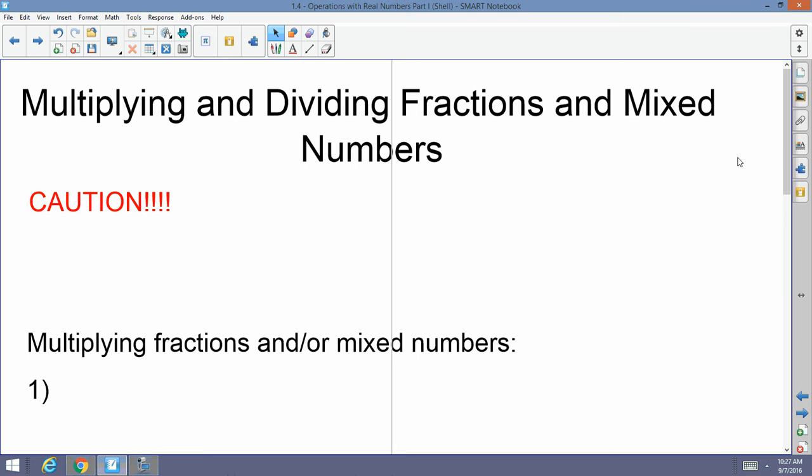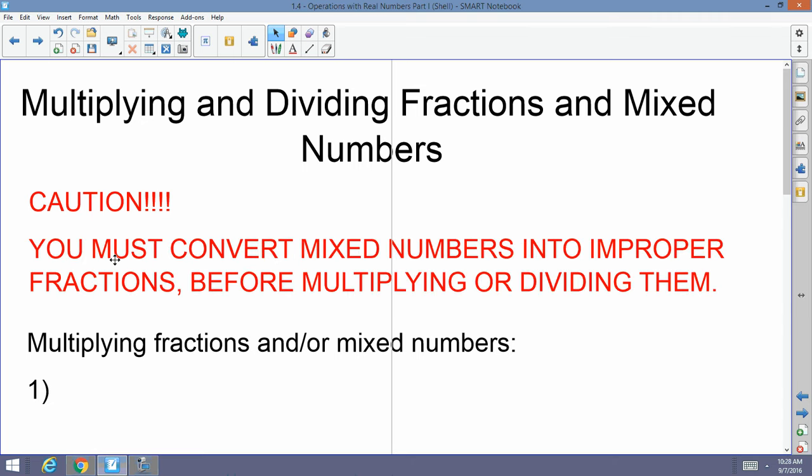Caution! Big red caps with several exclamation points. So do you think this would be important? Yes, sir. Thank you. Caution. You must convert mixed numbers into improper fractions before multiplying and or dividing. It's just that simple, gentlemen. Okay? You have no choice here.